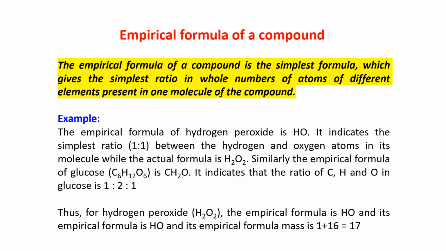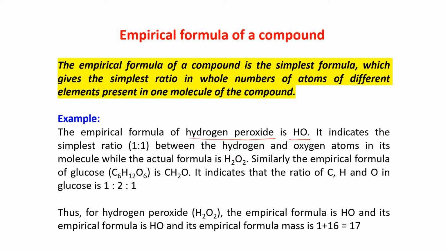Now, what is the empirical formula of a compound? The empirical formula of a compound is the simplest formula which gives the simplest ratio in whole numbers of atoms of different element present in one molecule of the compound. Just I am giving you an example, then it will be clear to you. The empirical formula of hydrogen peroxide is HO.